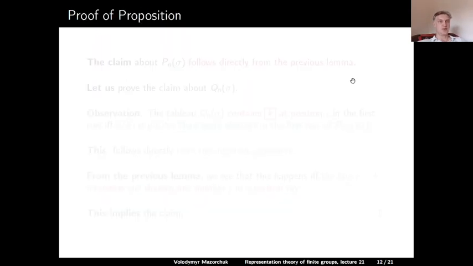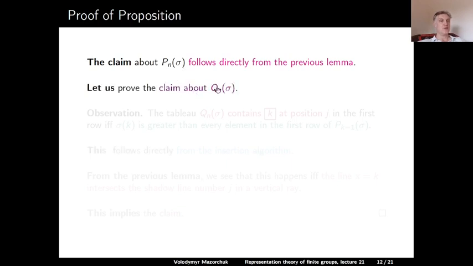So let us now prove the proposition. The claim about Pn of sigma follows directly from the previous lemma, which we explained. So let us now prove the claim for Qn of sigma.